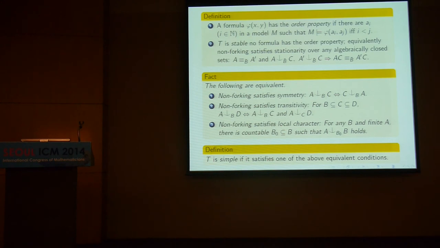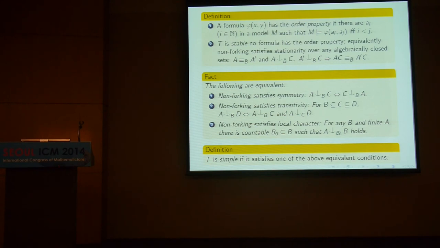Equivalently, non-forking satisfies stationarity over any algebraically closed set. I'm not going to define what non-forking is, but there is a notion of non-forking, and stable is equivalently defined by this notion satisfying stationarity over any algebraically closed set. What is that? You can read this as a subset of some fixed saturated model of the concrete theory. And then this reads that the set A is non-forking independent from C over B-bar, where B-bar means the algebraic closure of B. And then A and A prime realize the same type over B-bar? Or you can understand it as there being an automorphism of the monster model fixing B-bar pointwise, sending A to A prime. This condition is called stationarity.